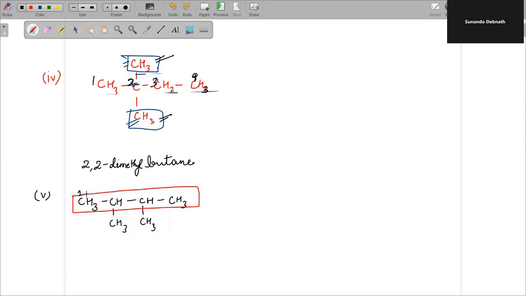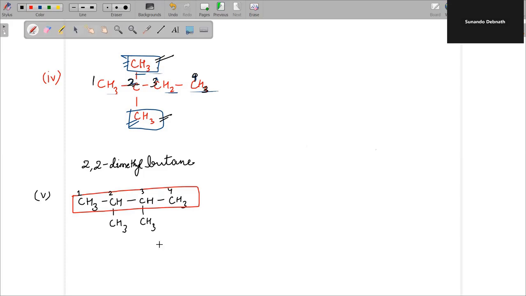You can do it from either side, because if you give it as 1, 2, 3, 4, the 2 methyl groups are getting the number 2 and 3. And even if you do it from this end, 1, 2, 3, 4, again 2 and 3 only, we are getting the same number for the 2 methyl groups. So you number it from either end, it does not matter. Let's number it from this end, 1, 2, 3, 4. The other side is also fine because the answer would be the same.